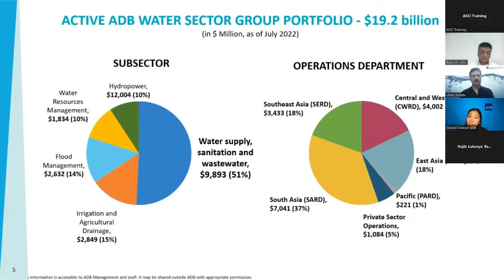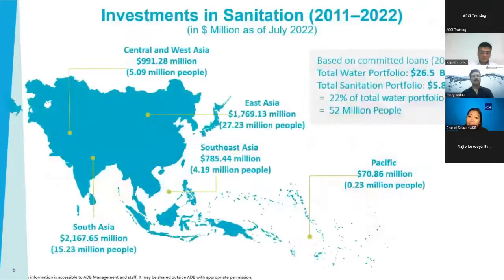For sanitation in particular, next slide please. ADB has already invested $5.8 billion since 2011 to date, which is 22% of the total water portfolio. The ADB sanitation investments so far have benefited around 52 million people across Asia and the Pacific.